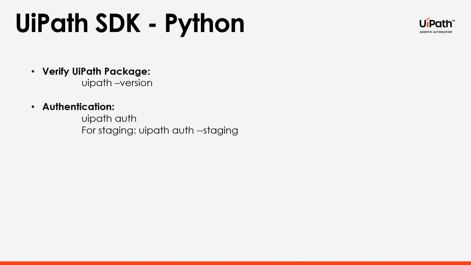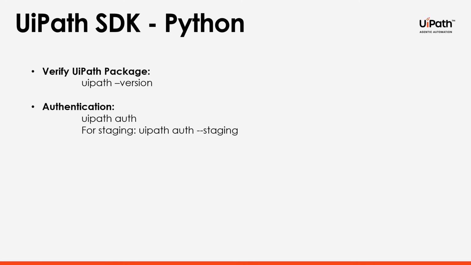Once we have built the code, if we want to connect to the cloud or staging, we run the command uipath auth. If you want to connect to staging, run uipath auth --staging. If you want to connect to the cloud, change it to cloud. After a successful connection, you will find an environment file with the access token and orchestrator URL.